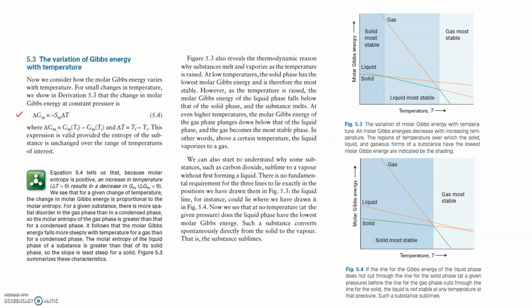The molar entropy of the liquid phase of a substance is greater than that of its solid phase, so the slope is least steep for a solid. You see this in figure 5.3 summarizing these characteristics. Figure 5.3 also reveals the thermodynamic reason why substances melt and vaporize as the temperature is raised. At low temperatures, the solid phase has the lowest molar Gibbs energy and is therefore the most stable. However, as the temperature is raised, the molar Gibbs energy of the liquid phase falls below that of the solid phase and the substance melts.